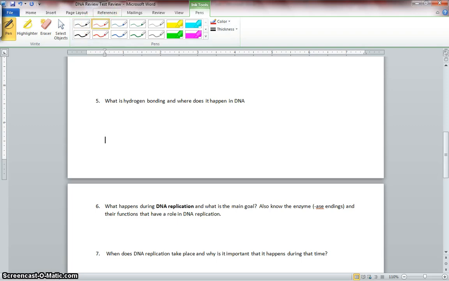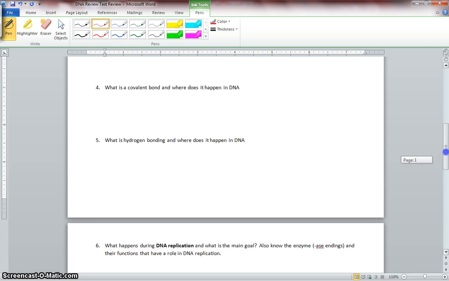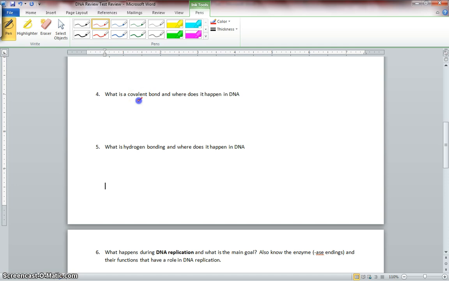Okay, so the next question, we finished up with what is covalent bonds and where does it happen in DNA? We talked about a covalent bond being where they share electrons. And in the DNA where it happens is the backbone. I drew the picture of the backbone of the DNA. DNA looks like this, and the backbone of the DNA is this part. So it's the outside of the ladder part.